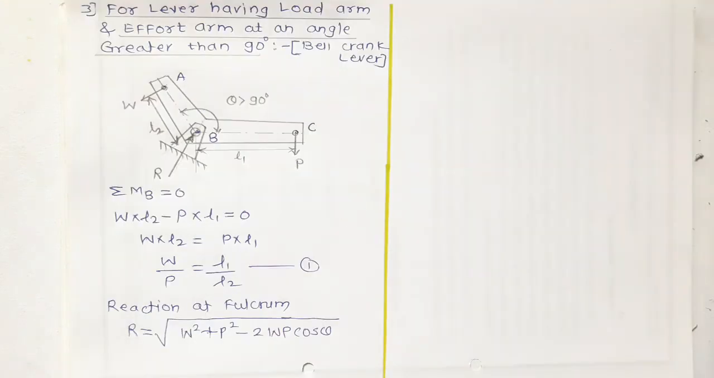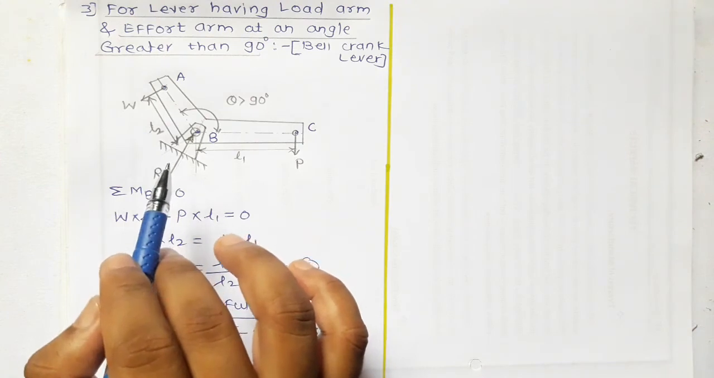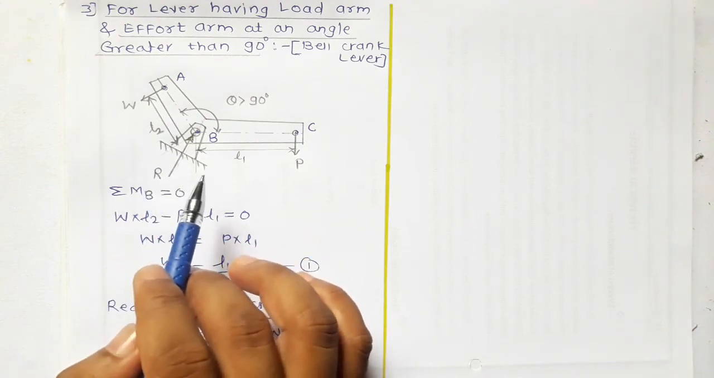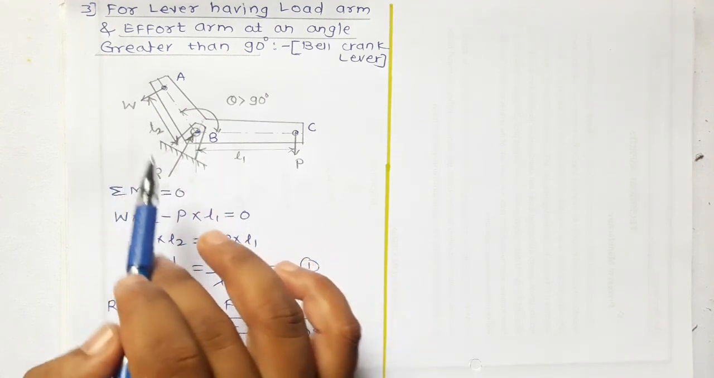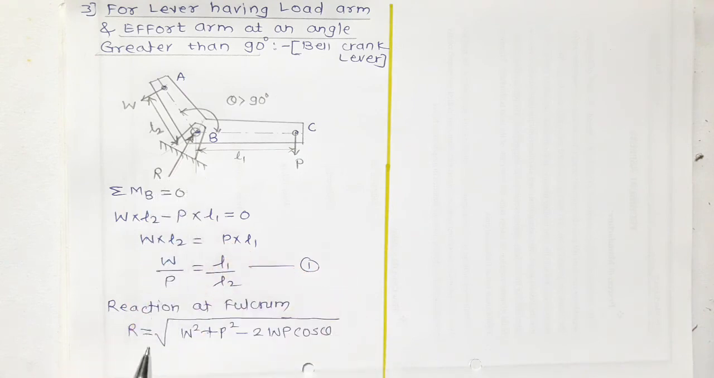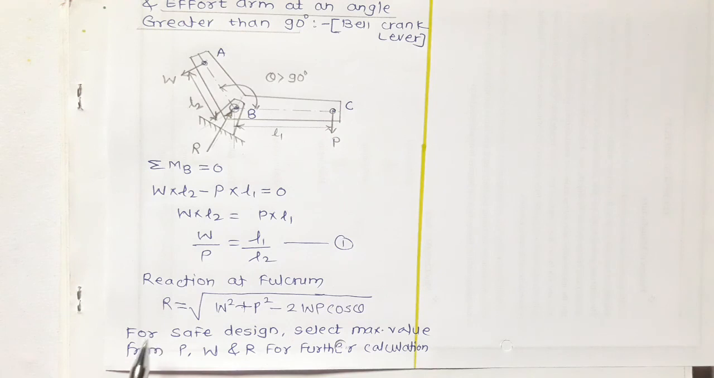So at the end of the force calculation, we will have the three forces P, W and R. But which force do we have to select for the further design? That is the question. Basically, for a safe design we have to select the maximum value from P, W and R for further calculation. So I have written here: for safe design select the maximum value from P, W and R for further calculation. That means we have to use this maximum value for further design of the lever.